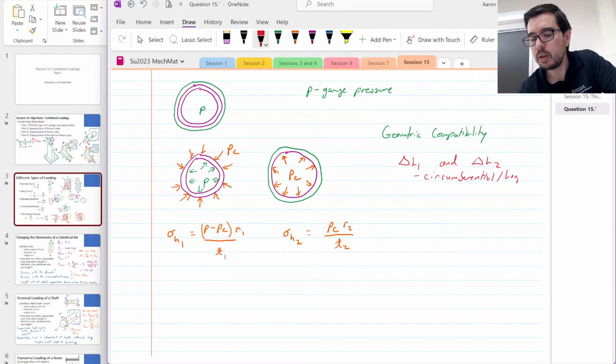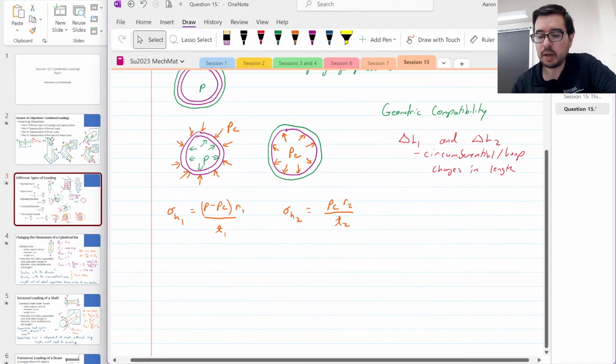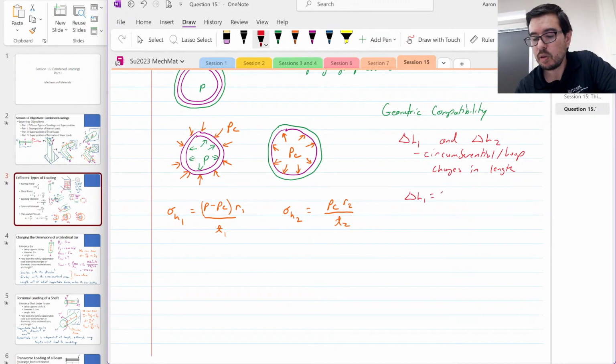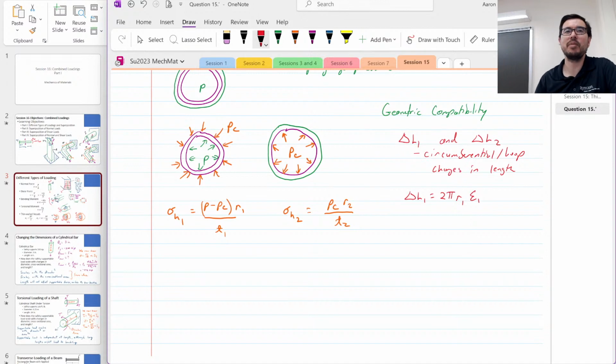Or hoop changes in length. All right. Okay. So now, let's say delta L1 can be given by 2 pi R1 times epsilon 1. You're like, where did that come from? Well, you tell me, where did it come from? Well, it's the original circumference times the strain.